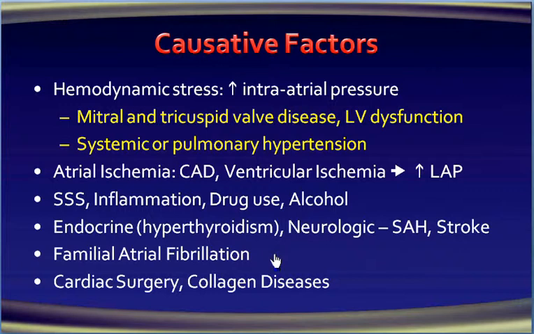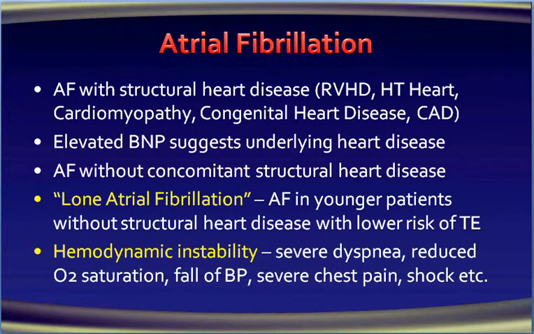There is one variety of atrial fibrillation called familial atrial fibrillation, though not very common. Cardiac surgery and certain collagen diseases do also rarely cause atrial fibrillation. Commonly, atrial fibrillation is associated with a structural heart disease. The structural heart disease could be a rheumatic heart disease or hypertensive heart disease or a cardiomyopathy, obstructive, dilated or congenital heart disease or coronary artery disease itself.